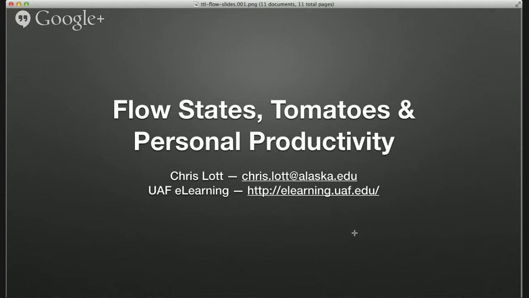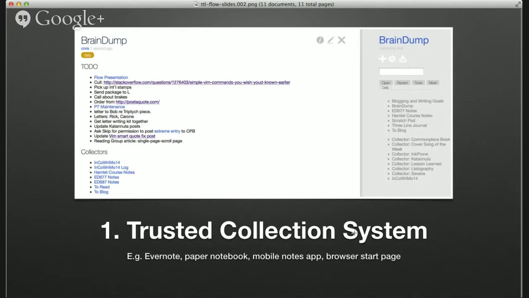And so I want to talk about 3 things, but I'm going to focus on the third one most. But to begin, every productivity system there is, every system for getting things done, has some kind of trusted collection system. And all of this is going to be tailored to your needs, but you need some place to capture information. And that can be something like, this is my browser start page, a screenshot of my browser start page, where I can click this little pencil icon that you see there and edit and make notes and dump information right there. So that's my brain dump.